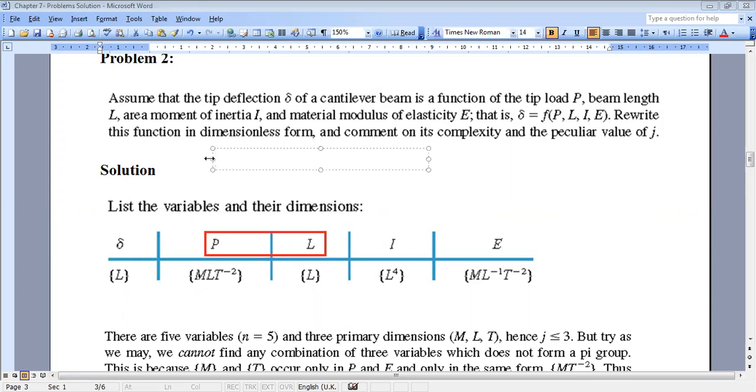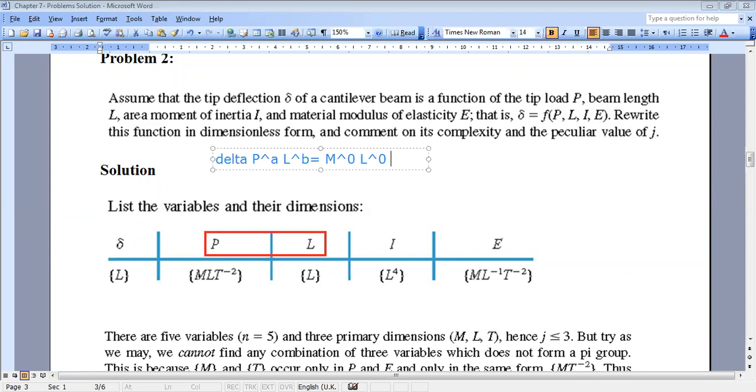Doctor, can you just repeat the question, please? Okay. What I am telling you in general, how to find the group. You put delta to the power 1 times P to the power A times L to the power B equals M to the power 0 times L to the power 0 times T to the power 0.